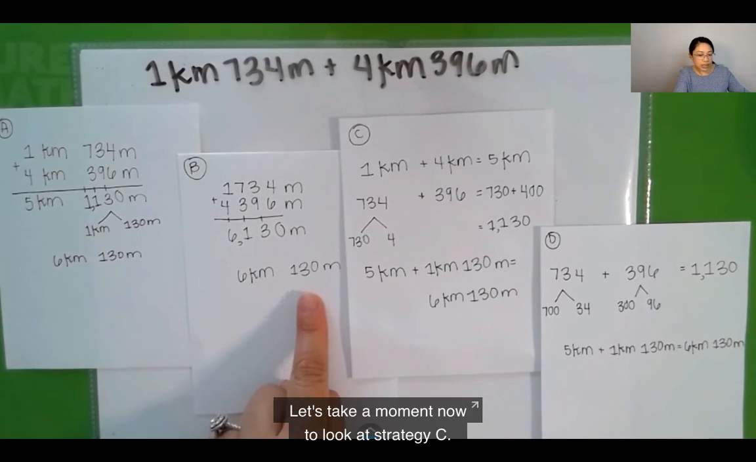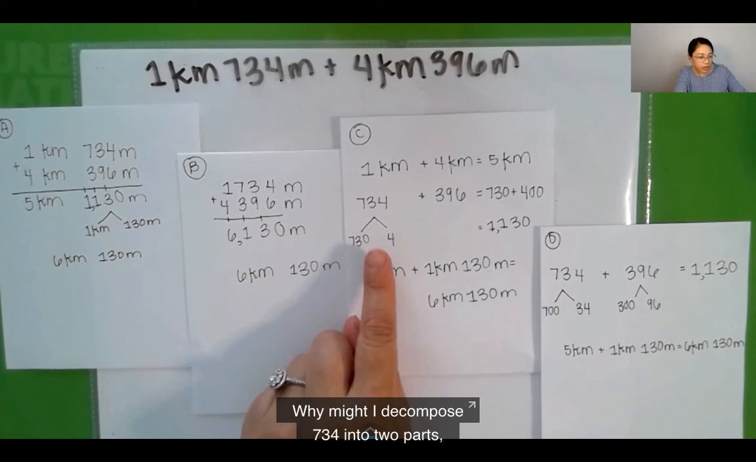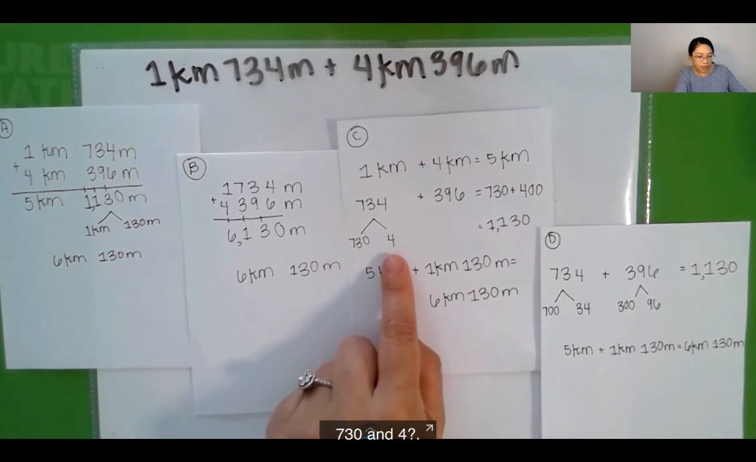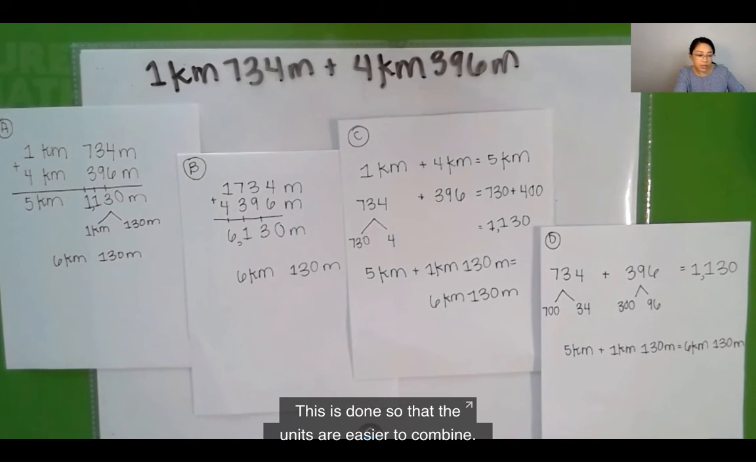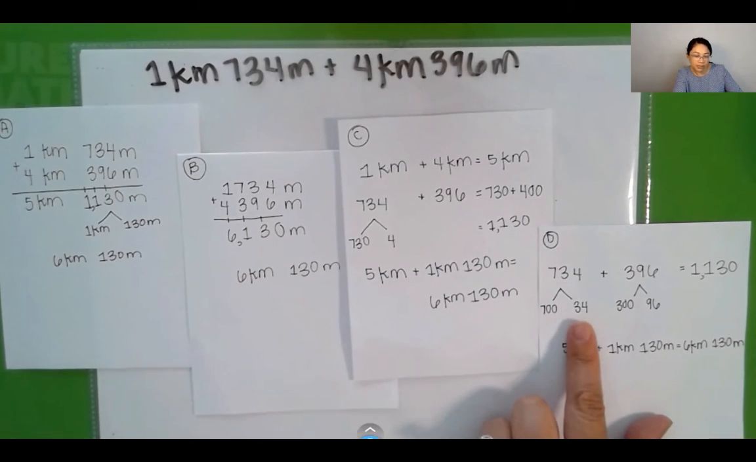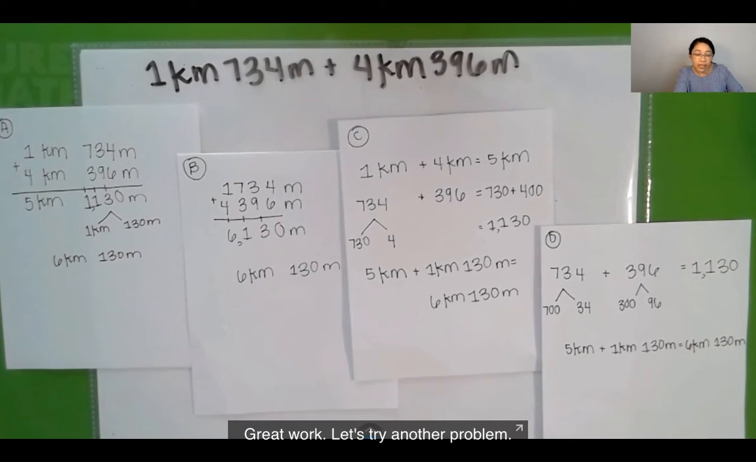Let's take a moment now to look at strategy C. Why might I decompose 734 into two parts, 730 and 4? This is done so that the units are easier to combine. We can also see that this is taking place in strategy D. Great work.